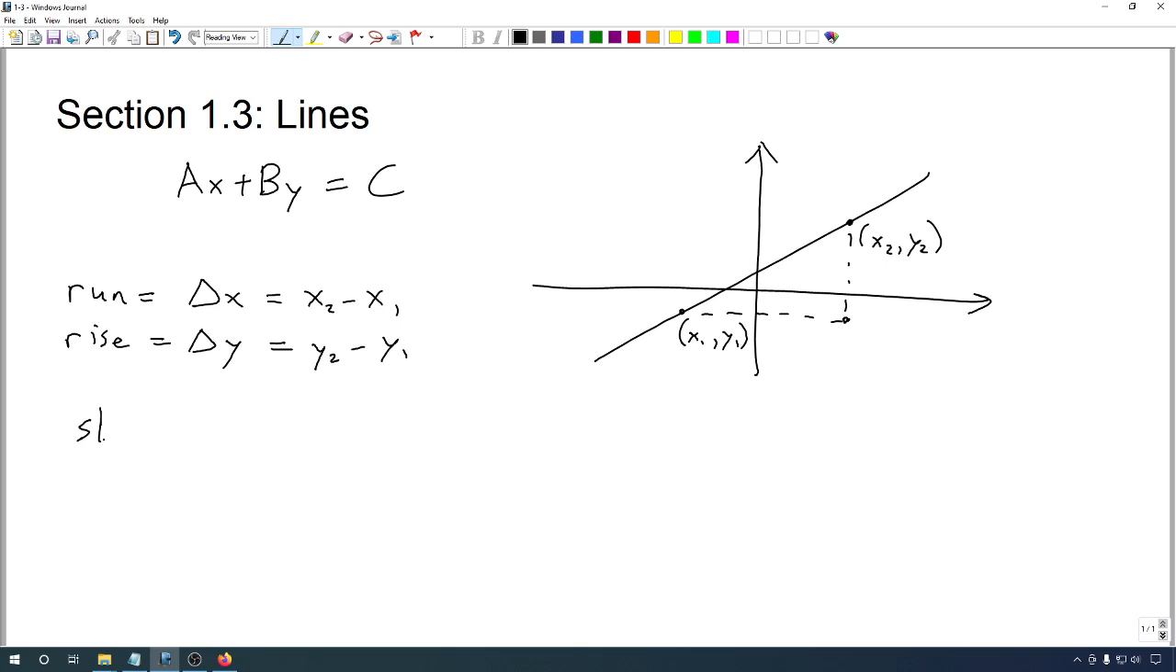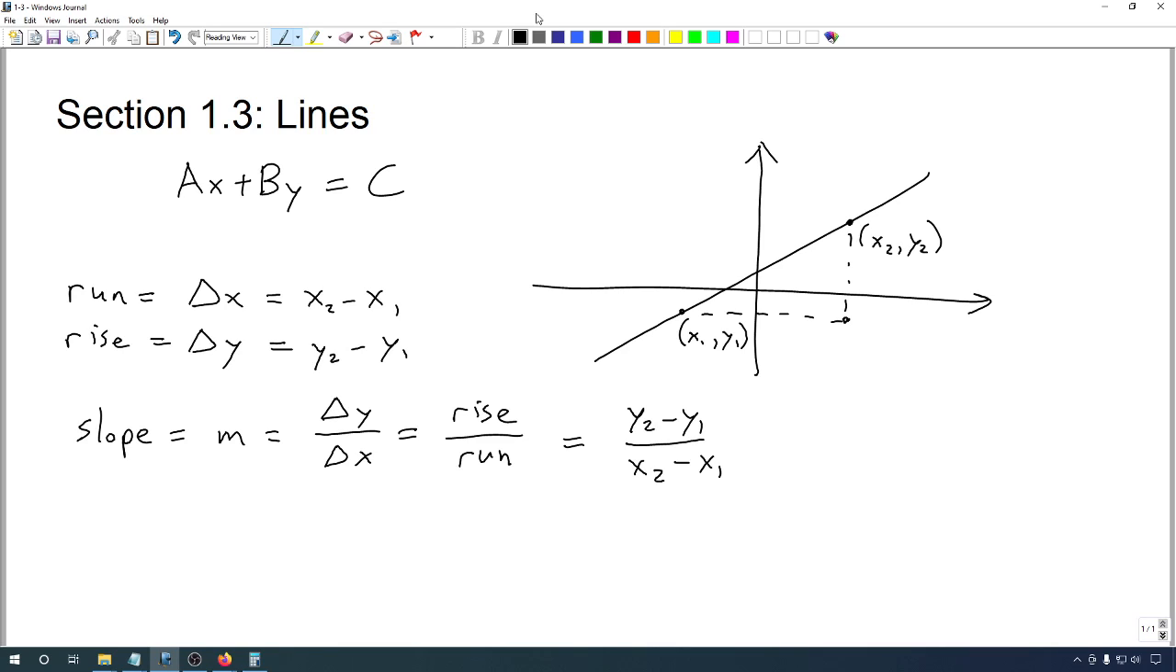Because the slope, usually written with the letter m, it's kind of just a standard notation there. It's going to be the difference in y's over the difference in x's. Or we could also say the rise over the run. And if we write that out, we just have the difference in our y's divided by the difference in our x's.